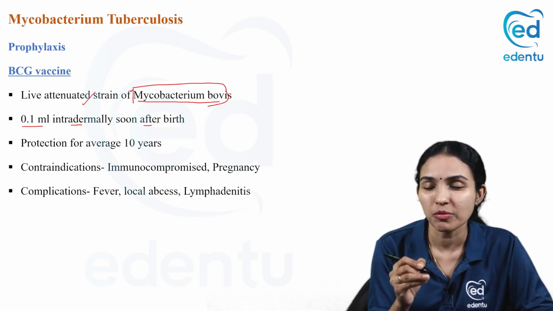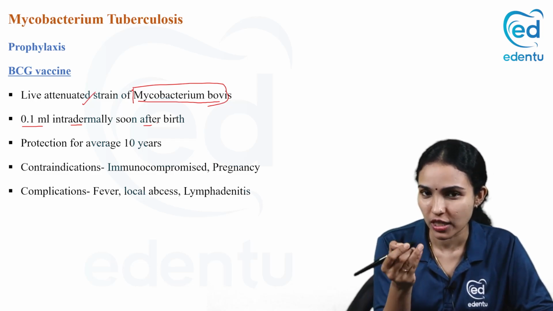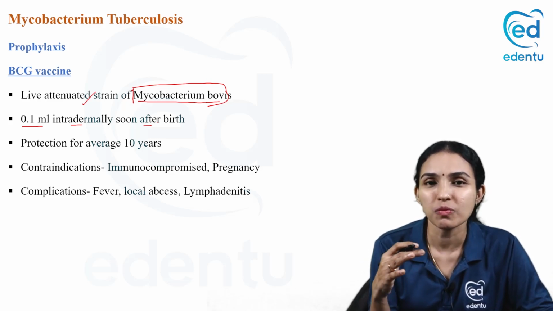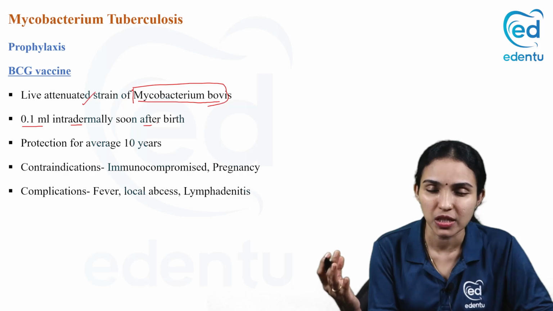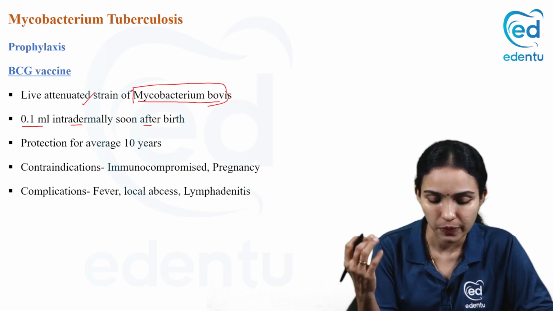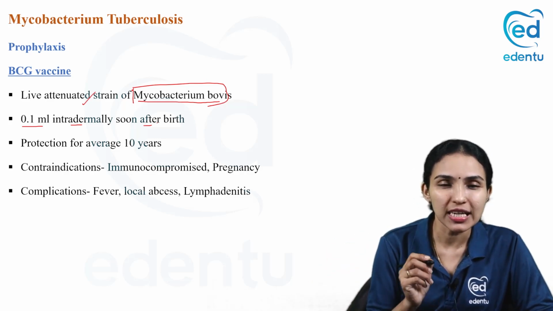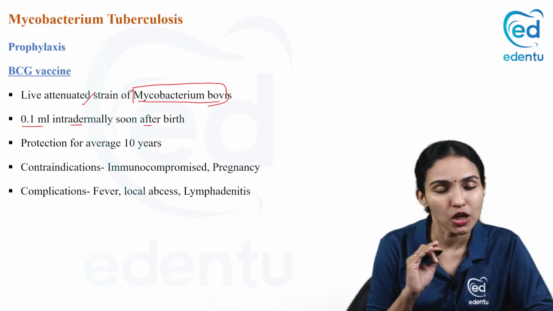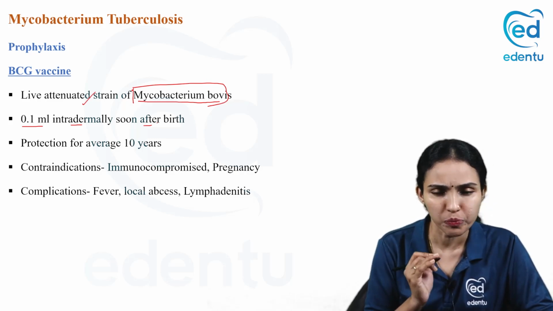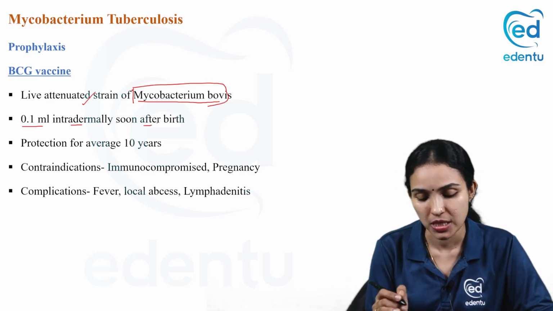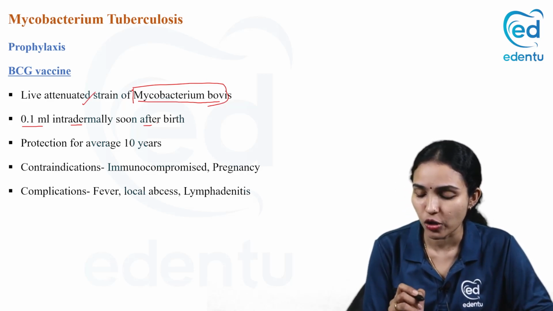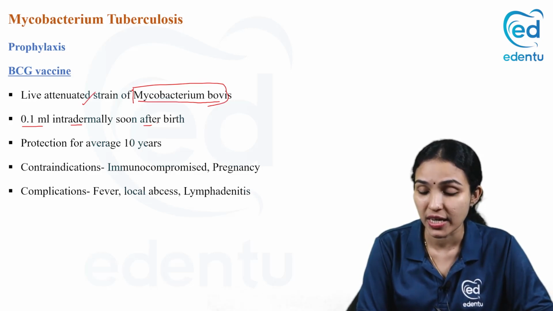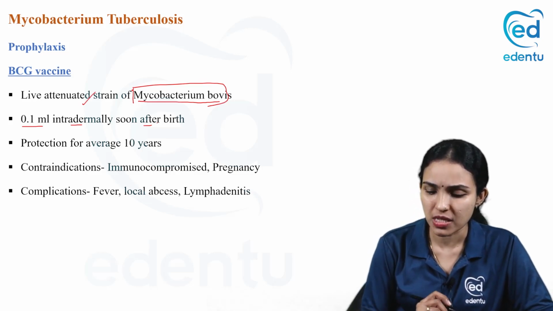Actually, we are protected from disseminated TB disease. You are not protected from infection. You can inhale TB bacilli at any point of time, but it won't become a disseminated disease in children because the antibodies will neutralize these bacilli. As for the contraindications, it is a live vaccine. Even though it is attenuated, all live vaccines are contraindicated in immunocompromised individuals and also in pregnant females. So contraindications are immunocompromised state and pregnancy. And what are the complications of BCG vaccine? It is fever, local abscess and lymphadenitis.